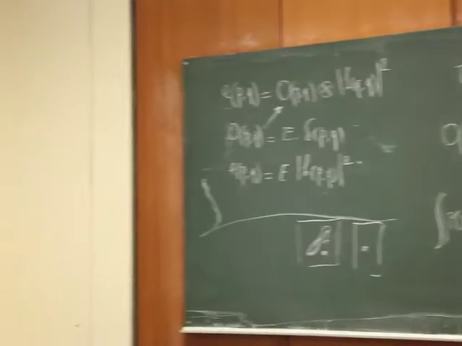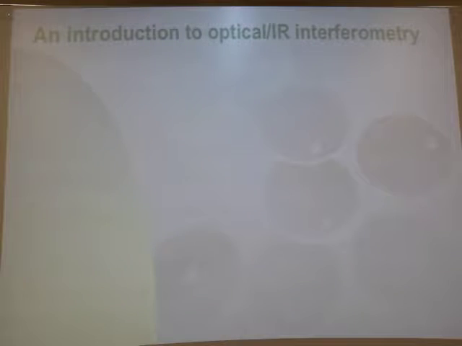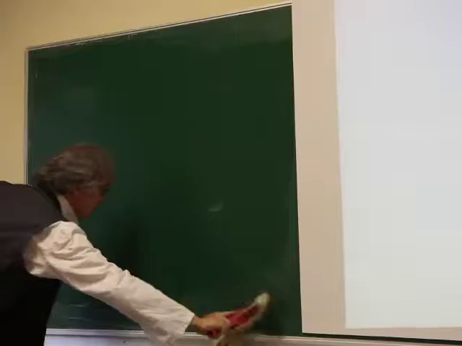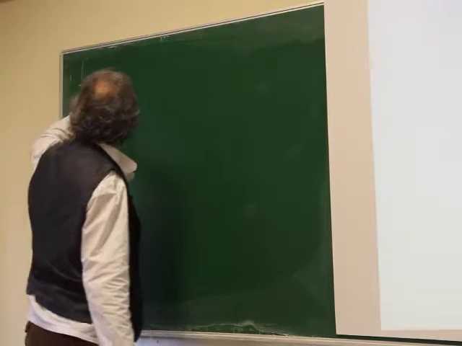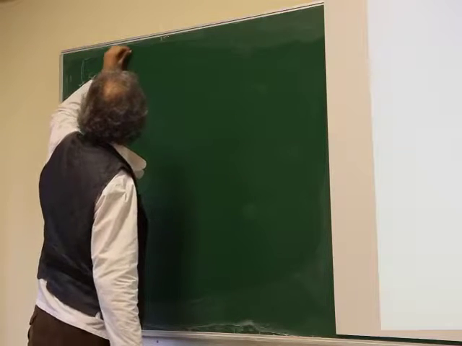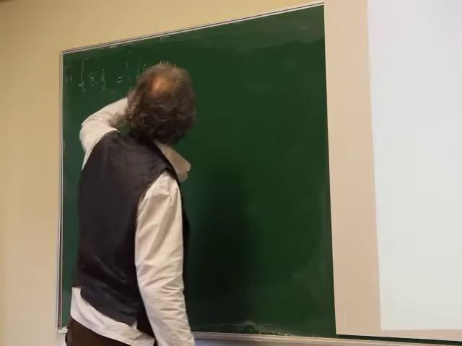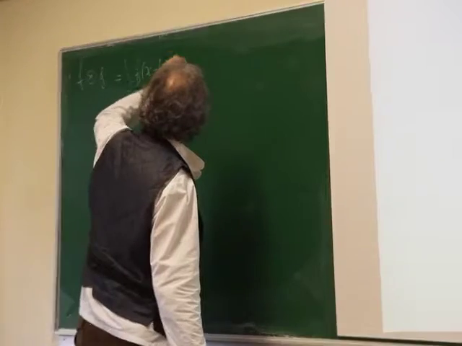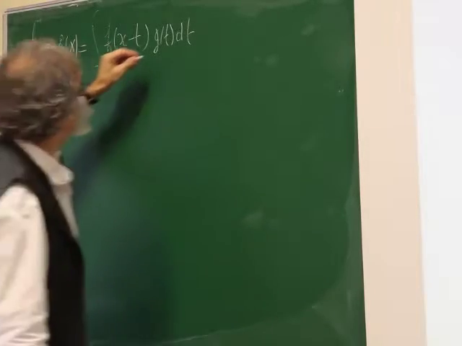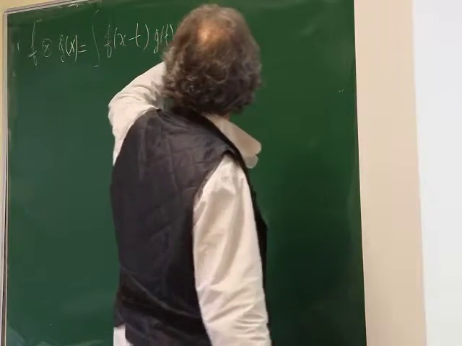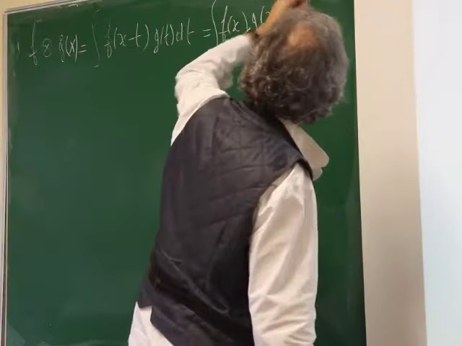So convolution and deconvolution. I propose an interesting application of that theorem, which is the following. The reminder: the convolution of two functions is equal to the integration of f(x minus t) times g(t) dt, and it is also equal to the integration of f(x) g(x minus t) dt.